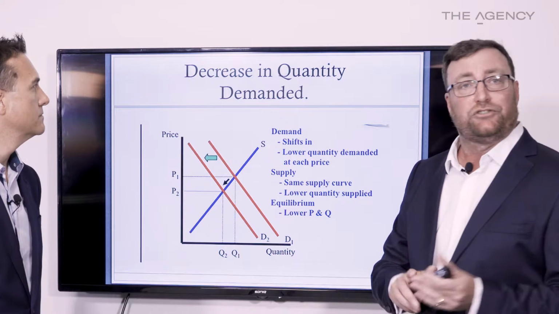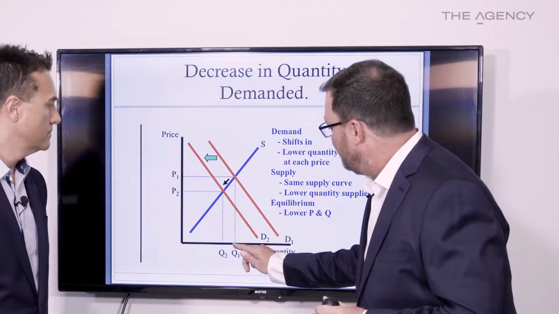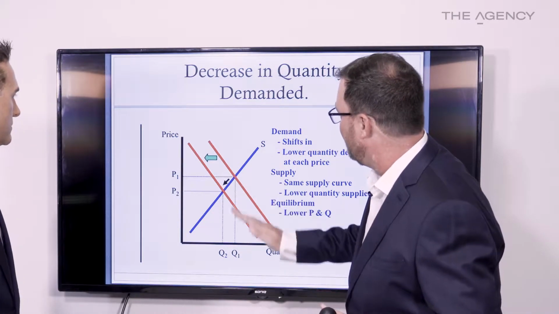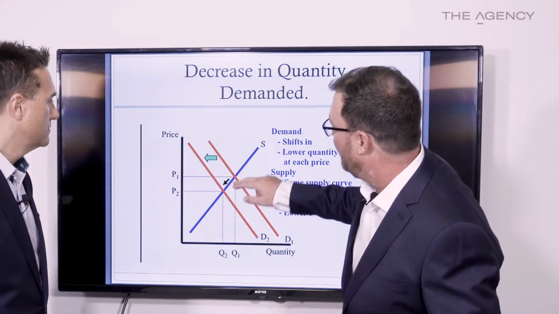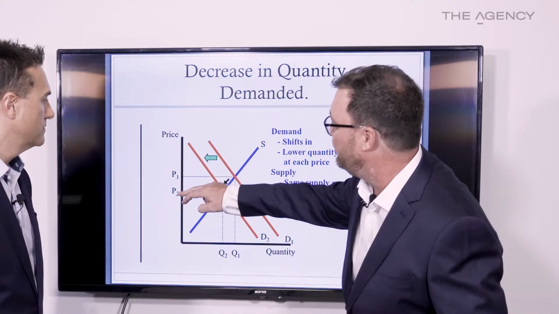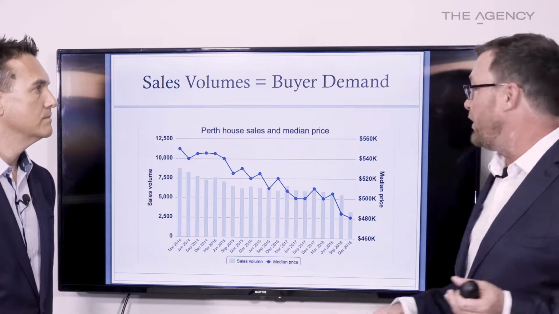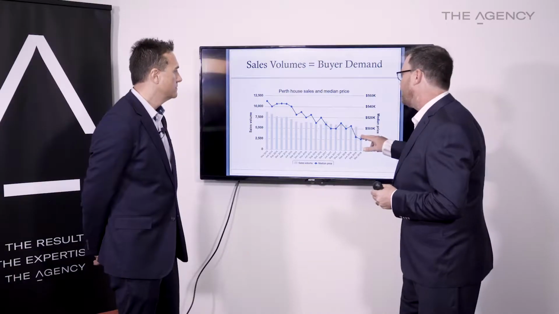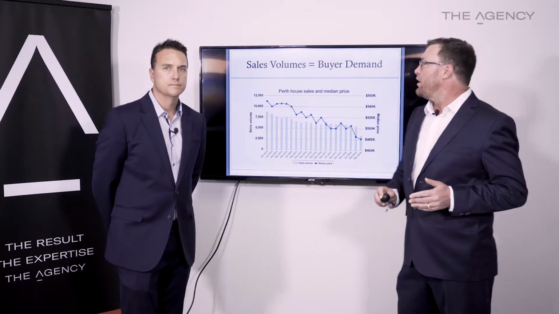If we go to a simple economic model, we can see that the quantity demanded has shifted from Q1 to Q2, which shifts our demand curve down from D1 to D2. As a result, the price then gets shifted down from P1 to P2. And if we go back to our sales volume graph, our demand graph, that's exactly what's happened. Our demand has decreased, causing our median house price to decrease.